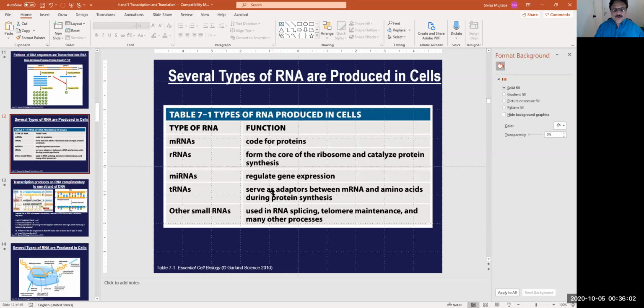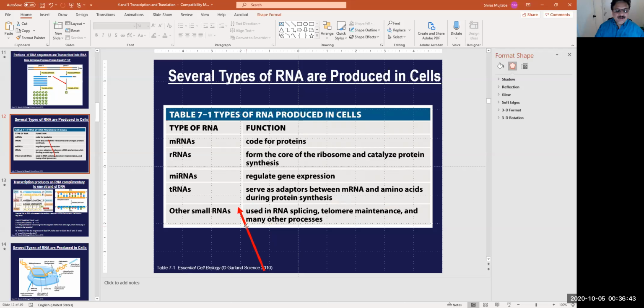So as I mentioned to you, there are basic three kinds of RNAs. mRNA stands for messenger RNA, that is responsible for the coding of proteins. rRNA is ribosomal RNA. It is a core particle of the ribosome and helps in catalysis of protein synthesis. MicroRNAs are small 22 or 23 nucleotide RNAs that regulate gene expression, which we'll study later. Then transfer RNA. Transfer RNA acts as a carrier of amino acids for protein synthesis.